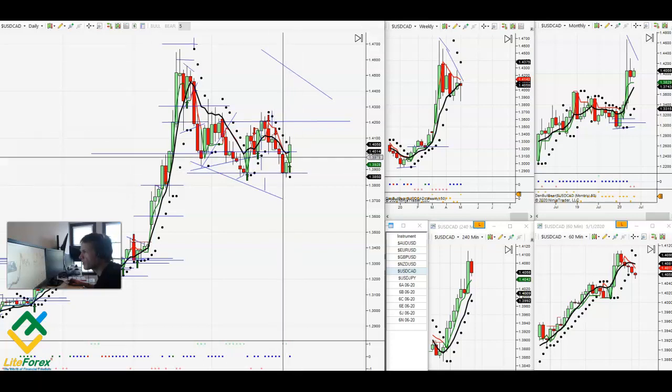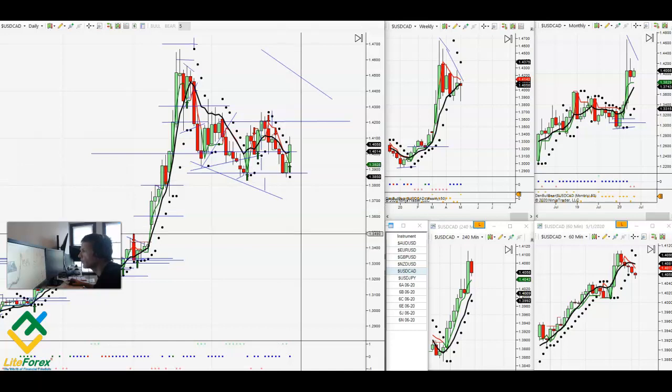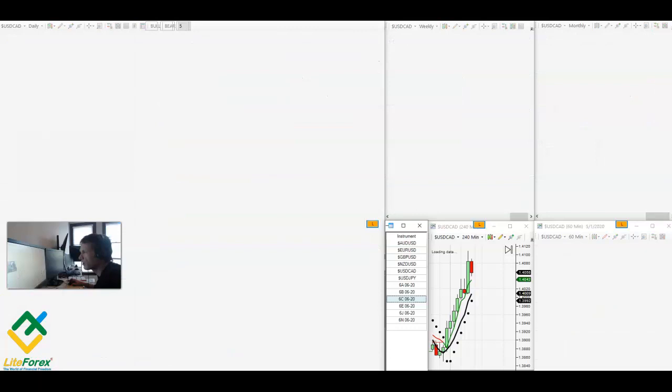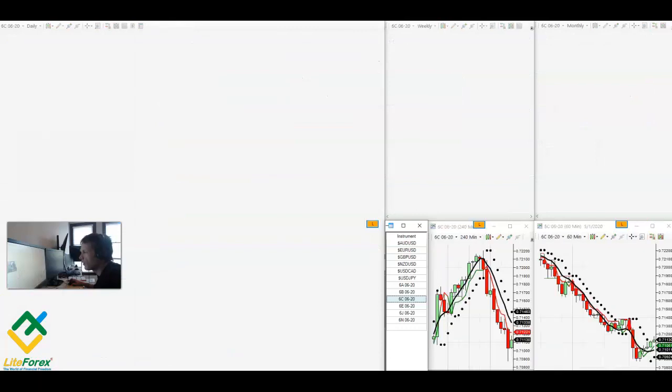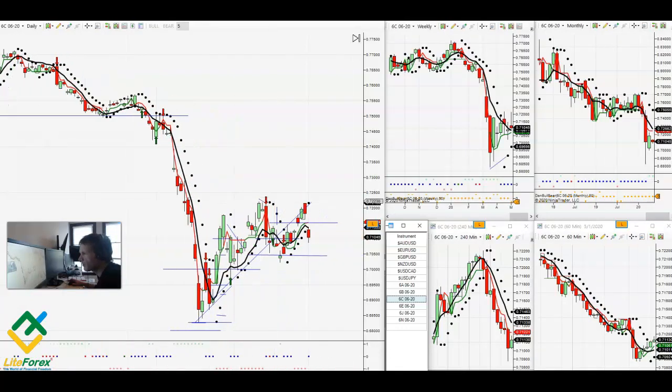And that's what I was waiting for, this support to bust through, because this to me looked like if this broke, we're going to come down. We're going to drop on the USD-CAD. Let's take a look at the Canadian dollar, because the Canadian dollar was looking quite bullish, and then it's pulled back the last couple days.